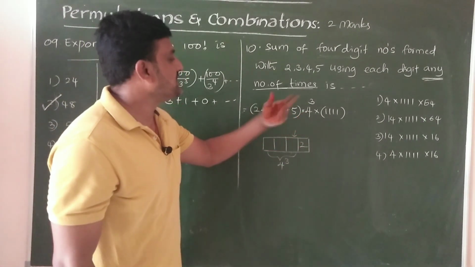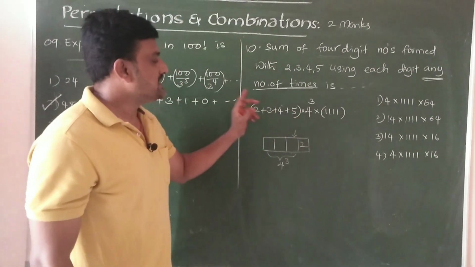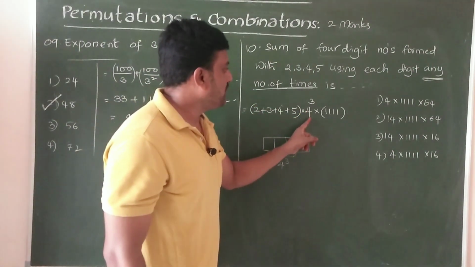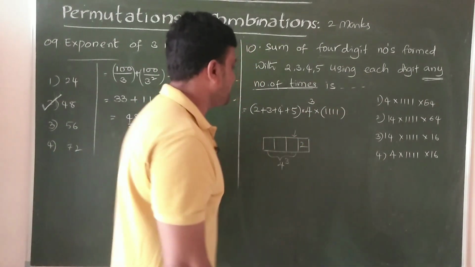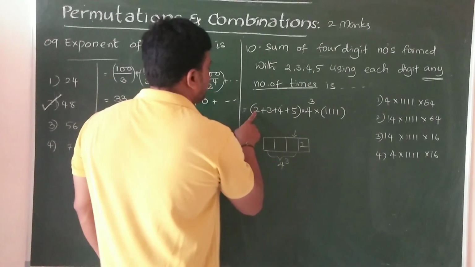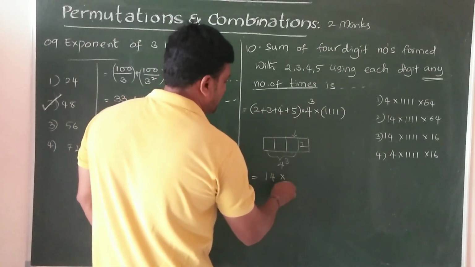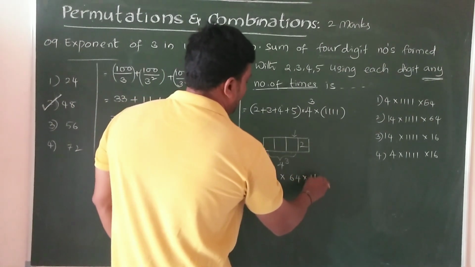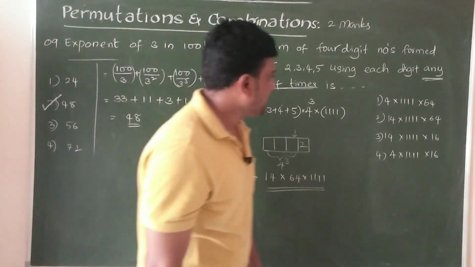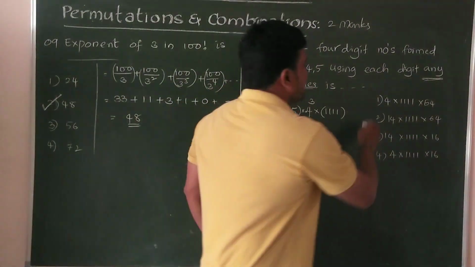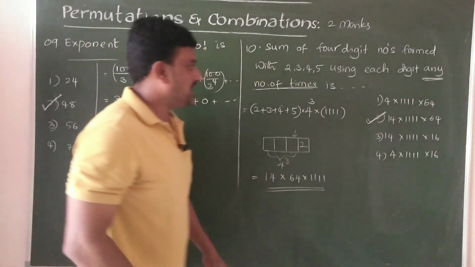So 4 power 3 into 2 plus 3 plus 4 plus 5. Sum of the digits into 4 power 3 into 1111. Now 2 plus 3 is 5, plus 4 is 9, plus 5 is 14. 14 into 64 into 1111 is our option. No need to simplify because the options are also like that. Which one? The second one is our right option.